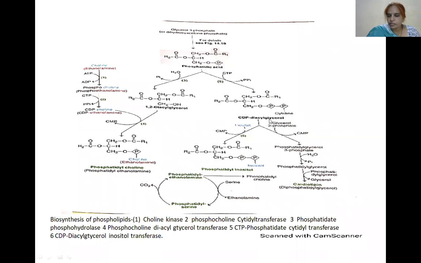Okay. Now see the formation of phosphatidylglycerol and cardiolipin. The CDP-diacylglycerol when combined with glycerol 3-phosphate produces phosphatidylglycerol 3-phosphate. So this phosphatidylglycerol 3-phosphate undergoes hydrolysis, producing phosphatidylglycerol. Okay. So this phosphatidylglycerol is combined with another phosphatidylglycerol, producing cardiolipin.